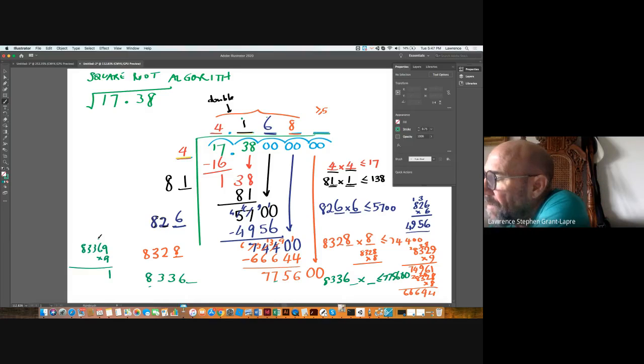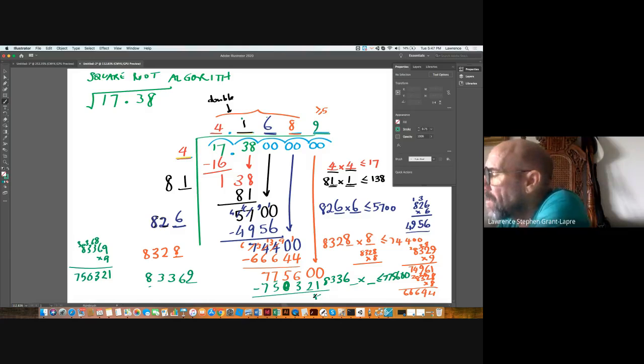9 9's 81. 9 6 54. 54, 62. 9 3's are 27 and 6. 9 3 is a 27 and 3, 30. 9 8 is 72 and 3 is 75. Okay, yes, that's the number. It's going to be 7, 5. Is that a 6 or a 0? That was a 0. It doesn't matter because I'm not going to do any more.